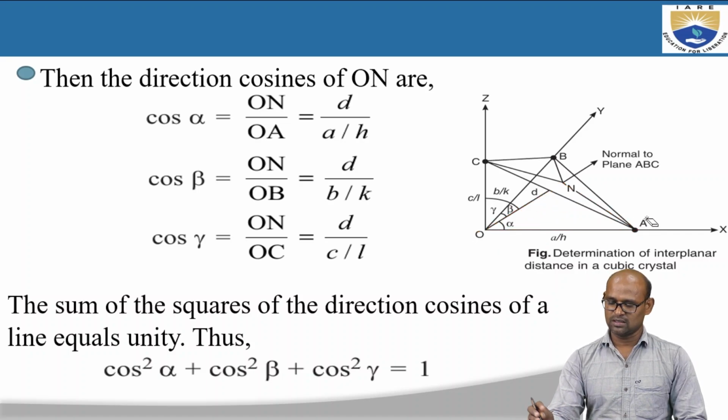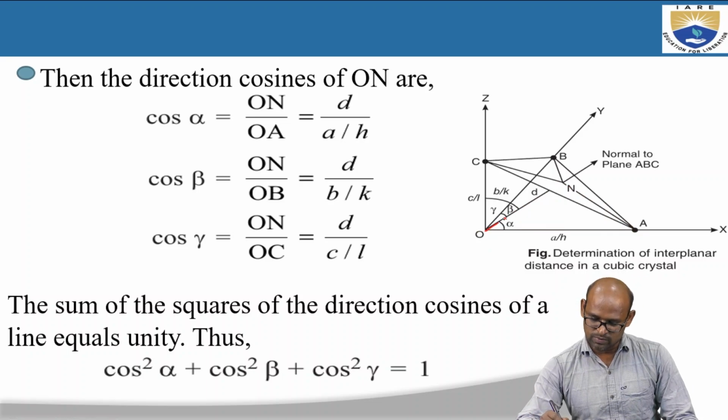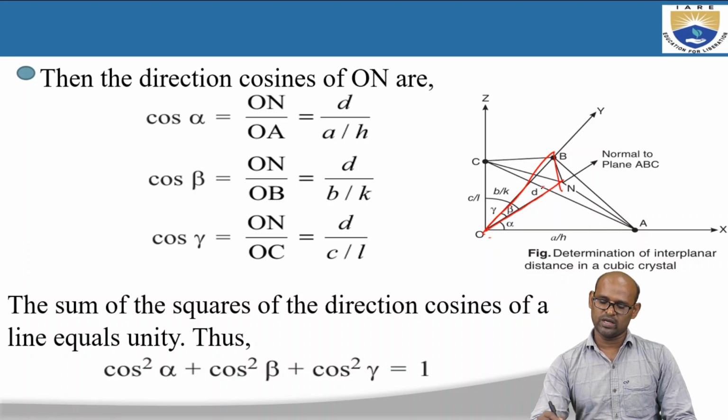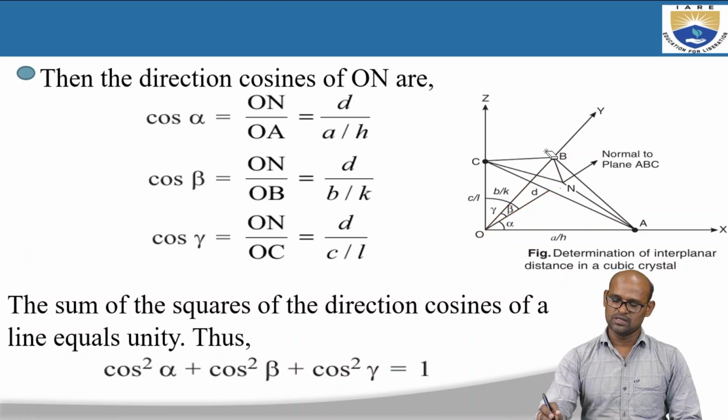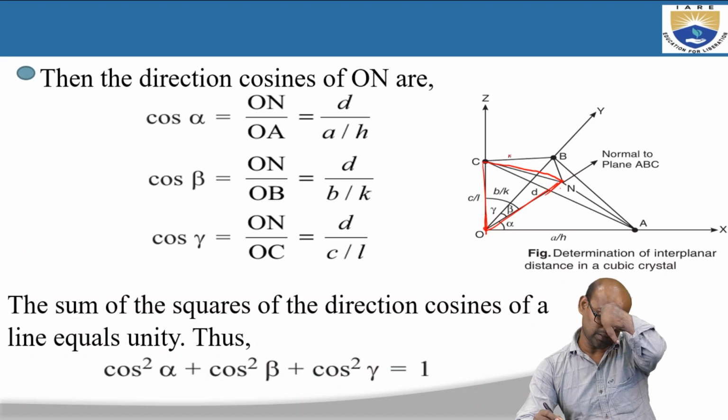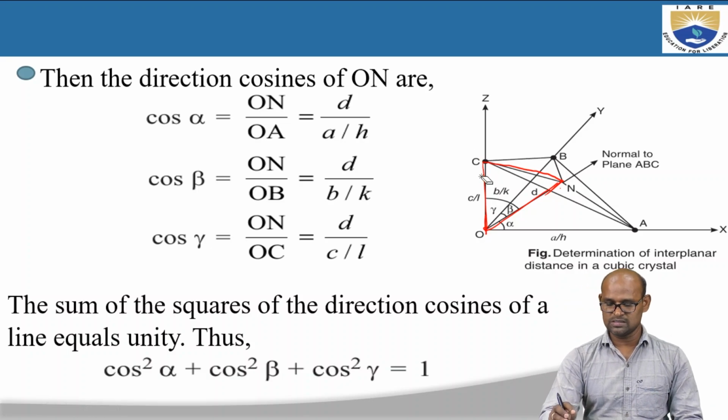Similarly, I can write cos beta. So this is the normal and this is beta. Cos beta is adjacent by hypotenuse, that is ON divided by OB. ON is d and OB is b by k. Similarly, I can write cos gamma. Cos gamma is adjacent by hypotenuse, so adjacent is ON and hypotenuse is OC. So d divided by c by l.